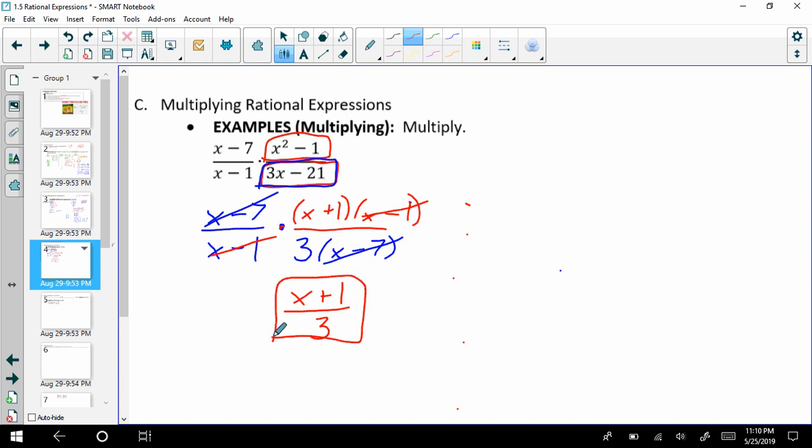If I wrote the restricted numbers, or the numbers that I would want to throw out from my domain, well, from this left guy, I would not want x to be 1. That would make it 0. And from the other guy, it's easy to see that I would not want x to be 7. 7 would have made that denominator 0.